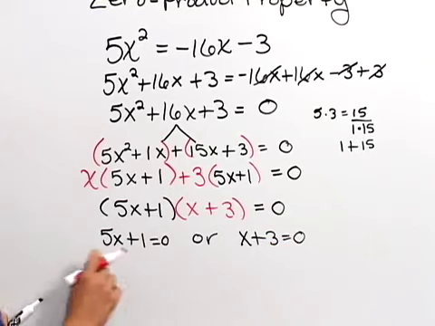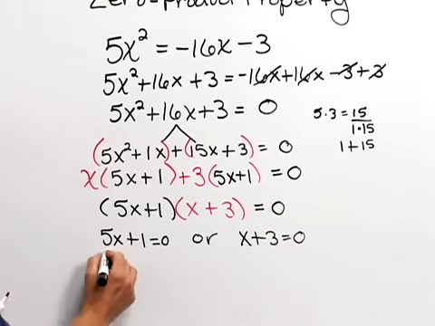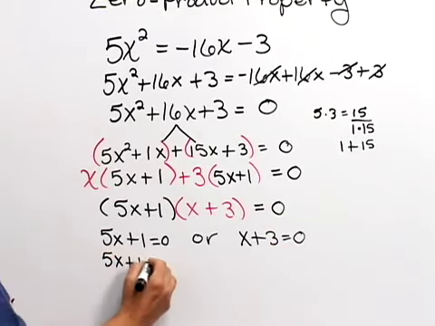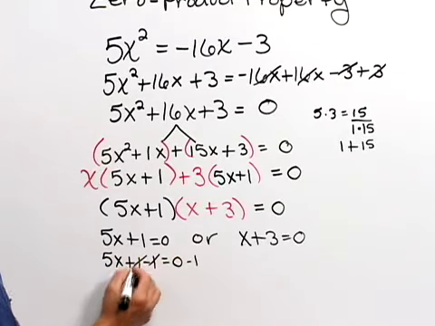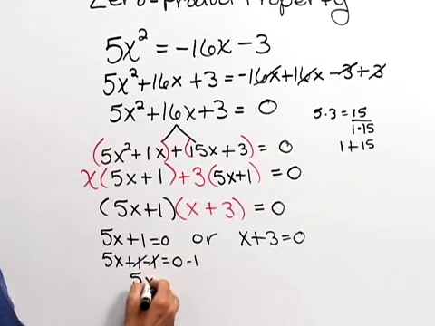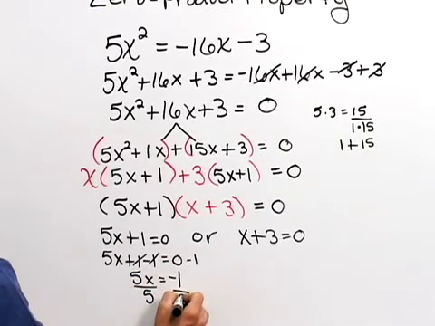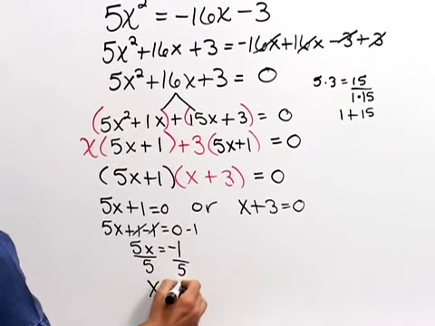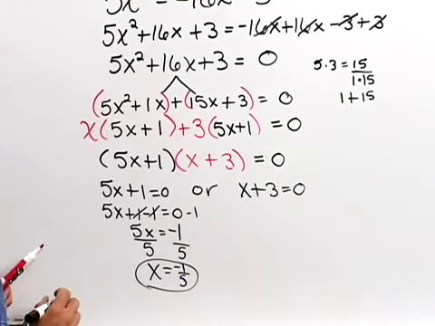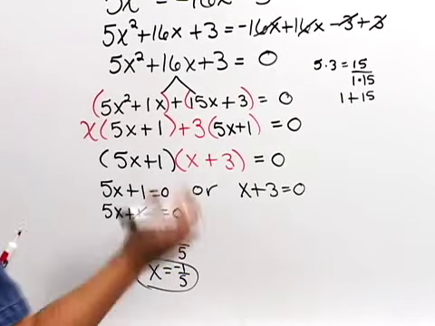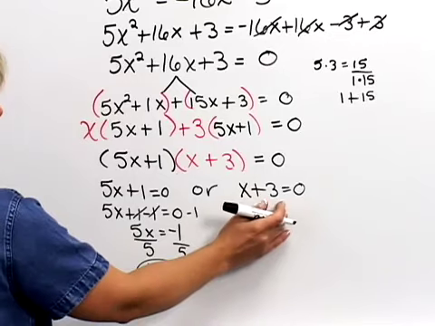Here, we will go ahead and subtract 1 from both sides. That will move our 1 over to the other side, and those will cancel. We get 5x equaling negative 1. And then to isolate our x, we'll divide by 5. So x is negative 1/5. This is one possible solution. We need to go find the other possible solution.